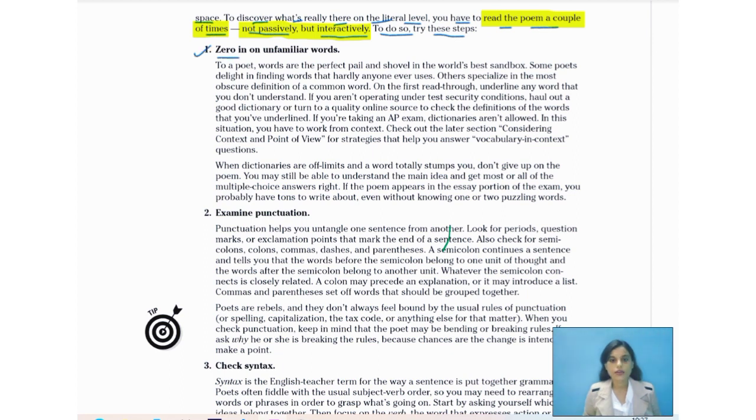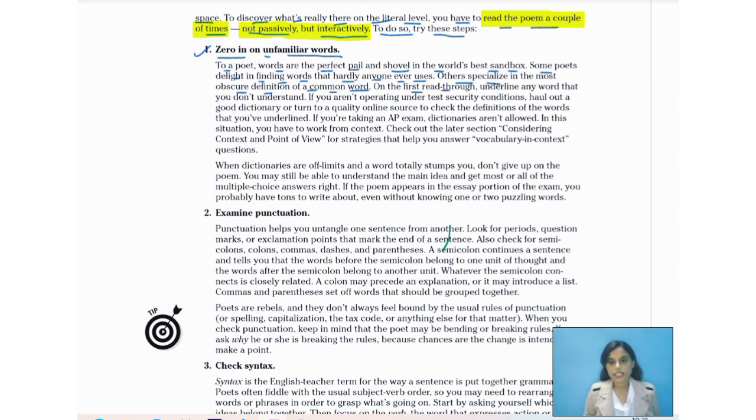Number one, zero in on unfamiliar words. Now, to a poet, words are the perfect pail and shovel in the world's best sandbox. Some poets delight in finding words that hardly anyone ever uses. So, in order to show their uniqueness, each poet uses their own words. Others specialize in the most obscure definition of a common word.